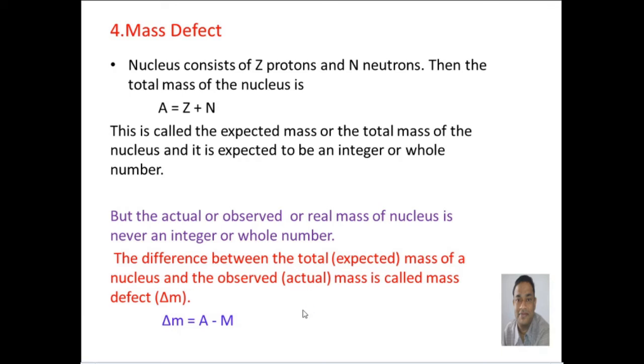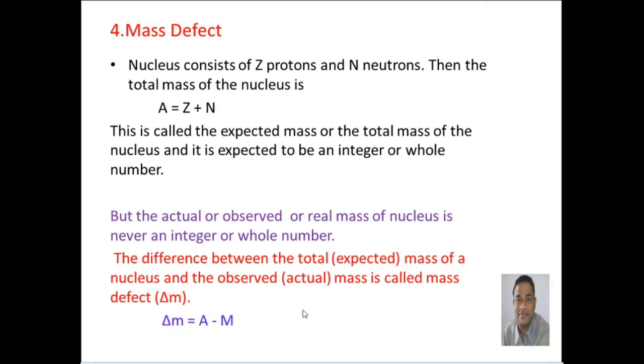Now remember that many years back, there was not much development in the measurement of masses. So in that case, the proton mass and the neutron mass were taken to be nearly the same and equal to 1, and hence this relation was obtained that the total mass of the nucleus A is equal to Z plus N.